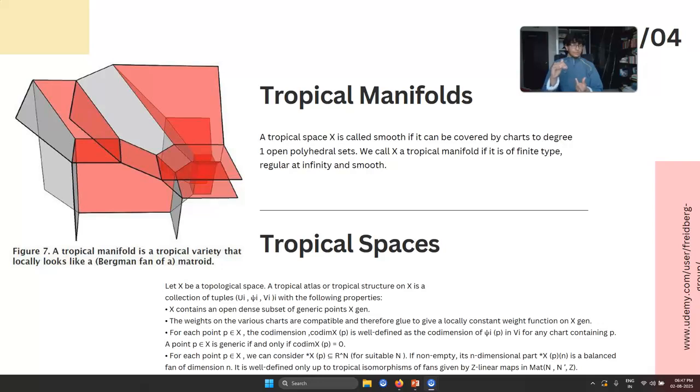Sometimes, like I said, if we have a very high dimensional manifold, then it's going to be pretty complicated to solve. This is again an example of where we can apply tropical geometry.